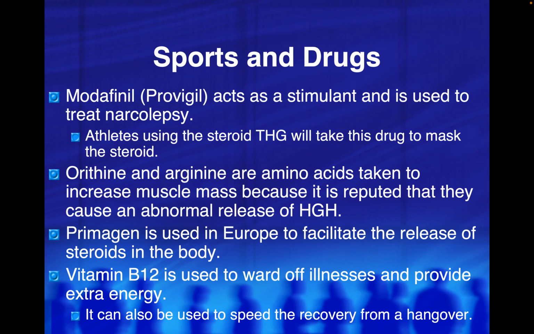Modafinil or Provigil acts as a stimulant and is used to treat narcolepsy. Athletes using the steroid THG will take the drug to mask the steroid. Ornithine and arginine are amino acids taken to increase muscle mass because it is reputed that they cause an abnormal release of human growth hormone. Primogen is used in Europe to facilitate the release of steroids in the body. Vitamin B12 is used to ward off illnesses and provide extra energy. It can also be used to speed the recovery from a hangover.